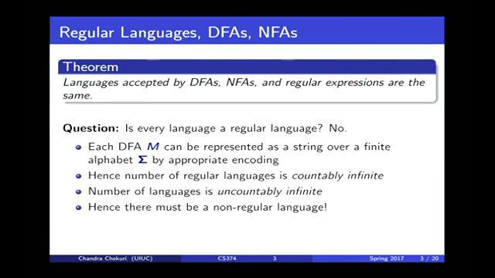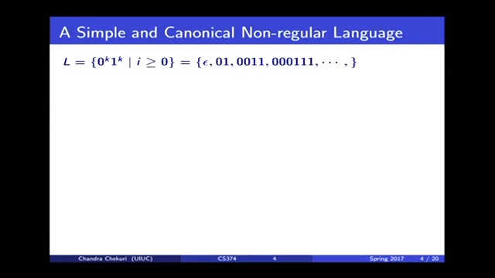So here is the canonical non-regular language, and we'll see how to prove it. Look at this language. It's the set of all strings with an equal number of zeros and ones, with all the zeros coming first. So what is the formal definition? 0^k 1^k, for k greater than, sorry, this should be k.